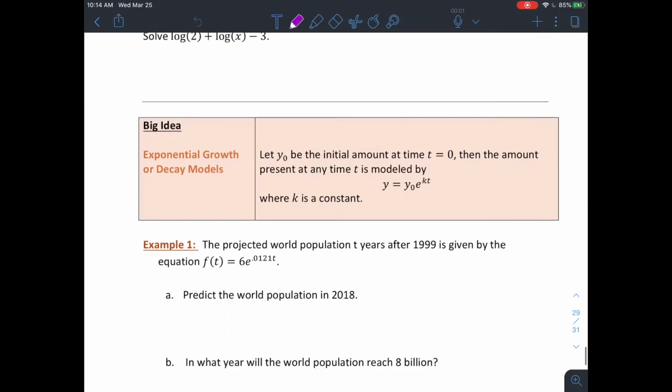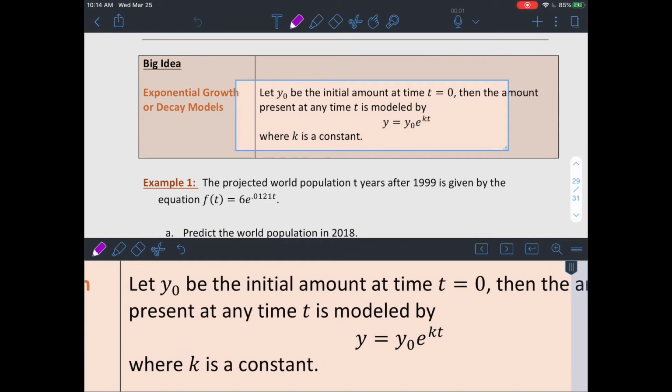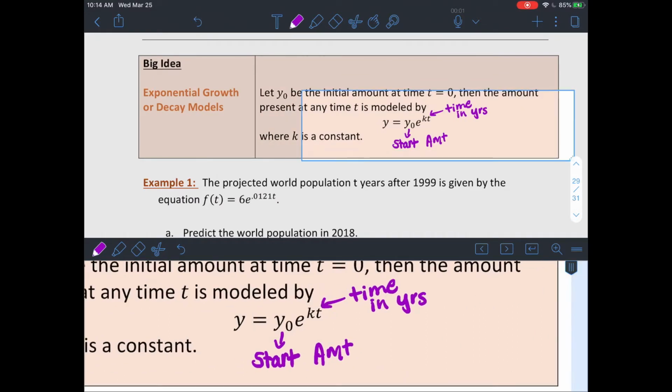We're going to do some applications of exponential functions. So we're going to talk about things that are growing or decreasing at a constant rate, which there's this fancy looking formula for it that they like to use where y sub 0 is the starting amount, t is the amount of time, and k stands for the rate of growth.